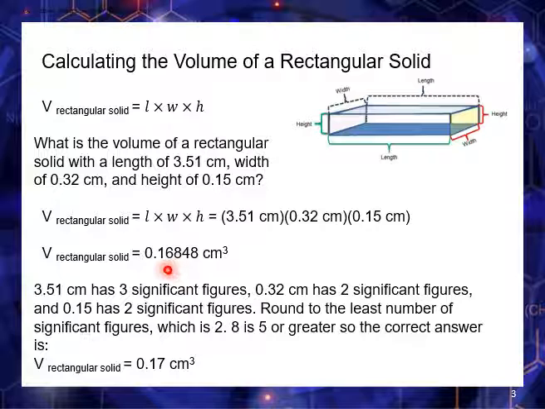Look at the first two significant figures. The 8, right behind the 6, is 5 or greater. Therefore, we'll add 1 to the 6 to make it 7. The volume of a rectangular solid is 0.17 centimeters cubed in this example.